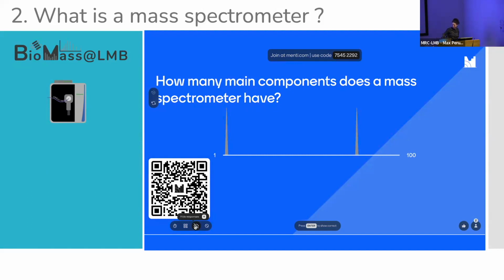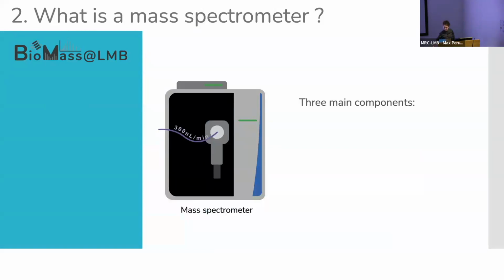I'm going to go ahead and say, and I'm going to surprise you or not, that the mass spec has 3 main components. It has many more parts, but basically you can characterize a mass spec based on 3 main components: the ionization source, the mass analyzer, and the detector. That was easy. It seems very simple.